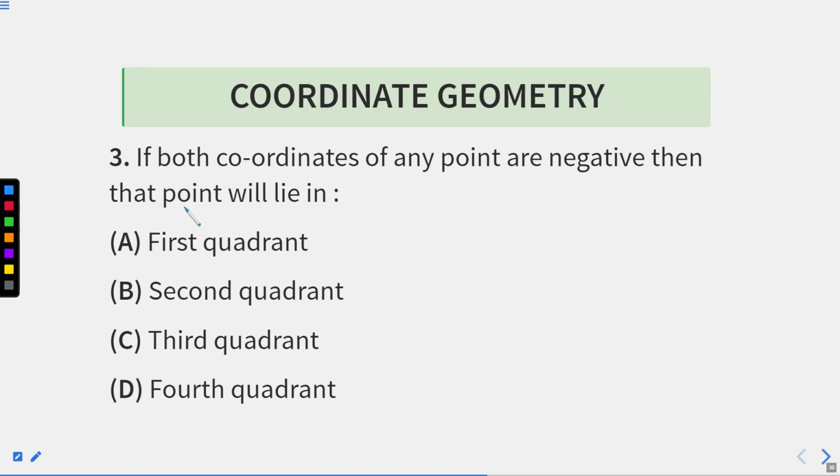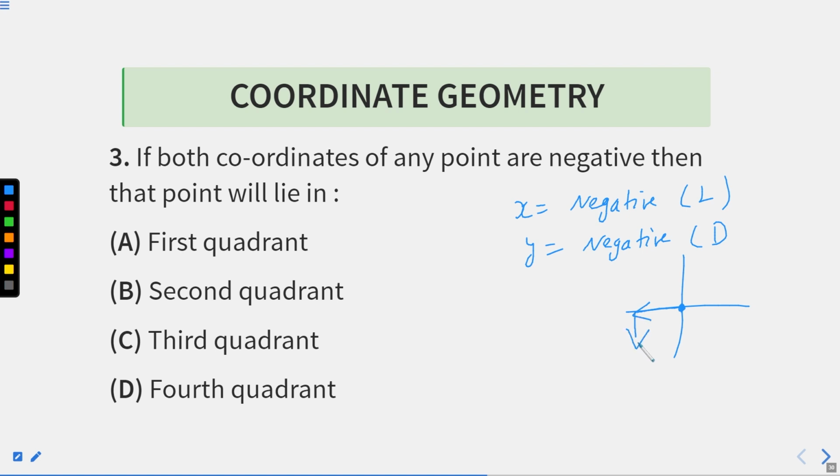Okay. And now if both coordinates of any point are negative, so if you see x is negative and y is also negative. So what can we say? x negative, y negative, meaning x is on the left side and y is on the downside. So here is the starting point. We move x to here and now we move downward to here. So we will be somewhere here. So this quadrant is the third quadrant. So the answer is this, the C point.